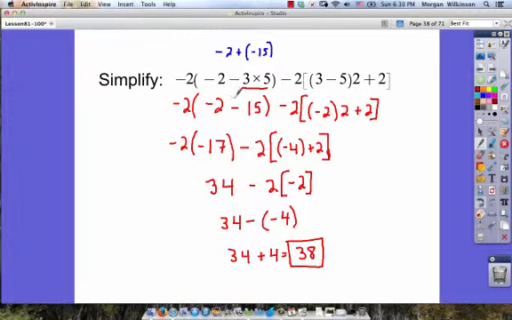Even if you made a mistake in the beginning, that's okay. That's why we use a pencil. You've got to make sure that you multiply before you add or subtract, even when you're working within parentheses.